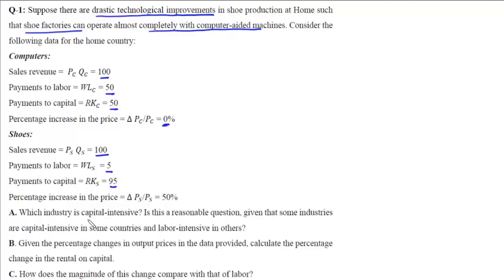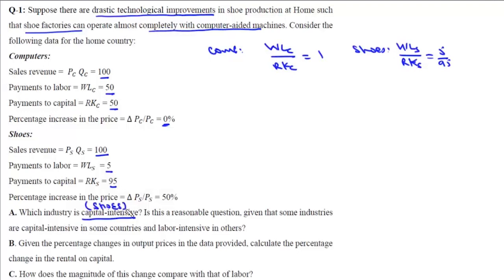Now the first question is, which industry is capital intensive? Now for computers, if we look at WLC upon RKC, this value is 1. Whereas for shoes, WLS upon RKS is 5 by 95. So in this case, computers are more labor intensive, whereas shoes are more capital intensive. Now with the given percentage change in the output price, we need to find the percentage change in rental on capital.